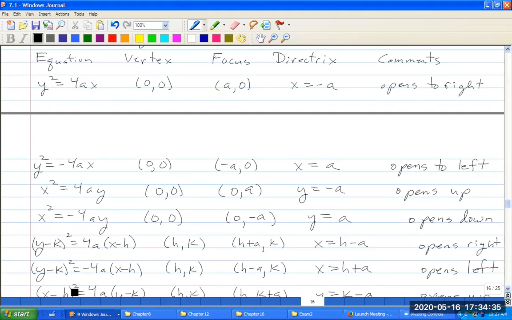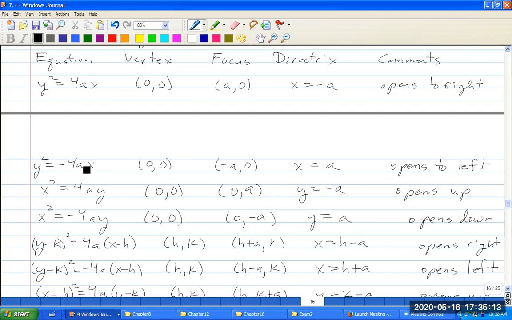Next, if I do a translation, all I'm going to do is just translate these statements. So I'll just replace x and y here by x minus h and y minus k. You'll have to add h and k to each of these. And so I have y minus k quantity squared equals 4a times x minus h. Vertex is at (h, k). Focus is at (h plus a, k). The directrix is at x equals h minus a, and it opens to the right.